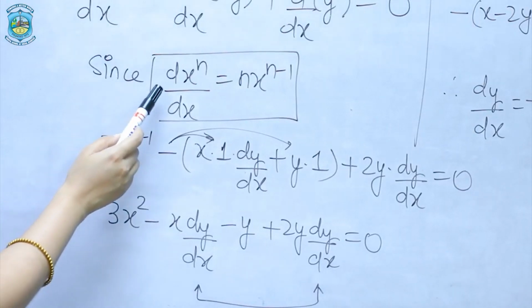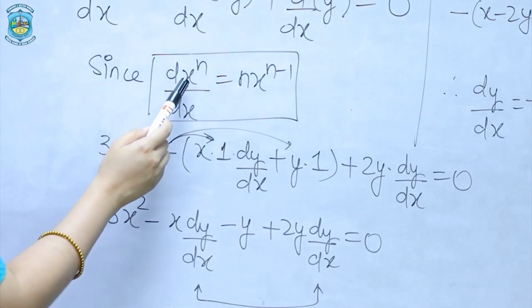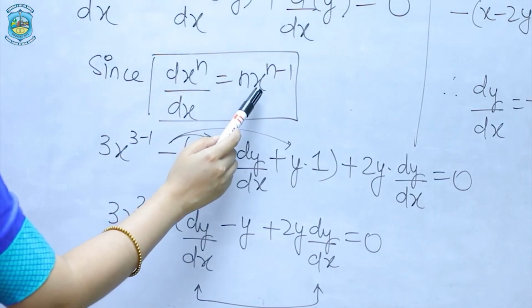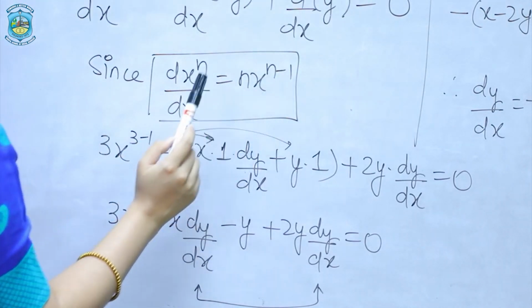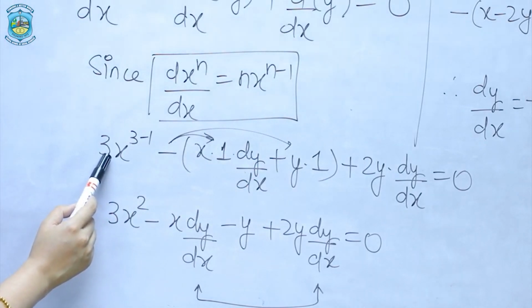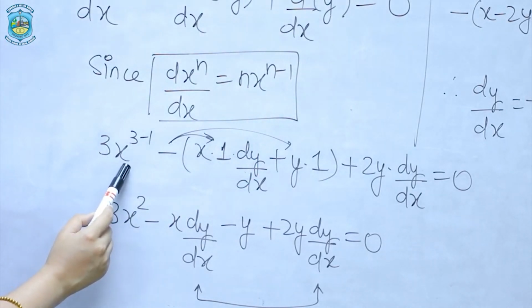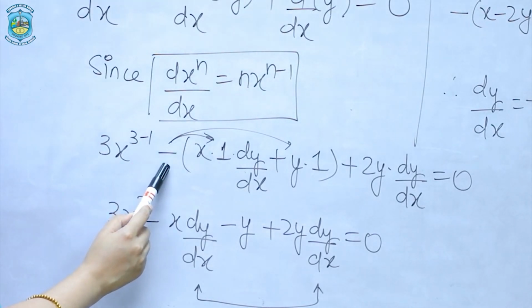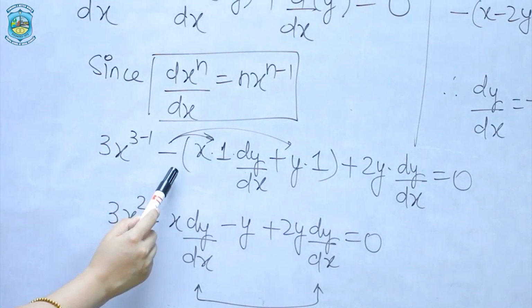Now, here we will use the formula d by dx of x raised to the power n equals n times x raised to the power n minus 1. So, differentiation of x cube will become 3 x raised to the power 3 minus 1, minus, now here we will use the product rule.